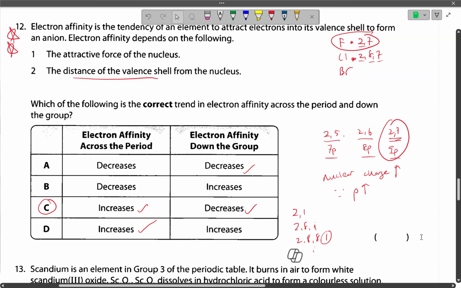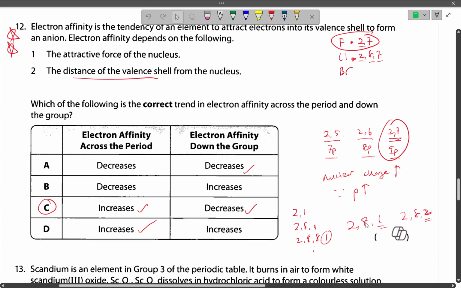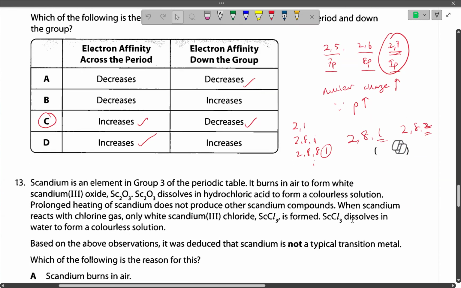Then if you compare group 1, 2, 8, 1, versus group 2, 2, 8, 2, losing 1 electron is easier than losing 2 electrons. So across a period, group 1 is easier to react, more reactive. That's the opposite explanation of the reactivity of group 17 and group 1. Okay, next one, number 13.